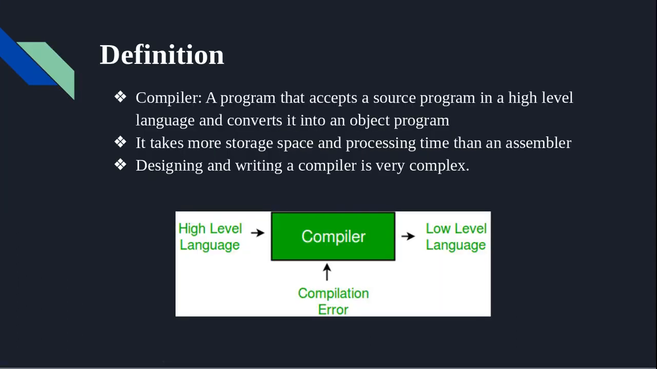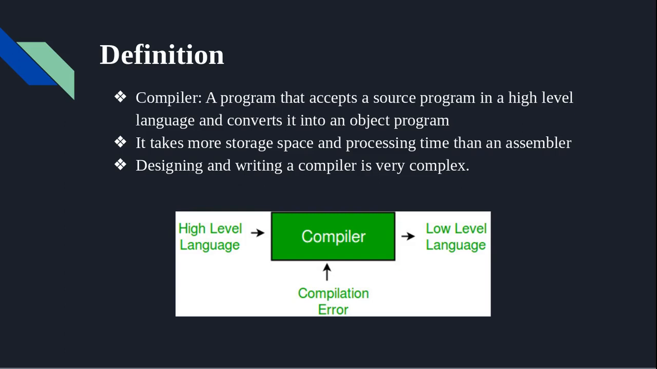First we'll see what is a compiler. Compiler is a system software which converts a program written in high level language to low level language. In the previous videos, we have seen what is an assembler. Assembler is a system software which converts assembly language program into machine language program. So when we compare compiler with the assembler, the compiler requires more storage space and processing time than an assembler. And also the designing and writing a compiler is very complex.